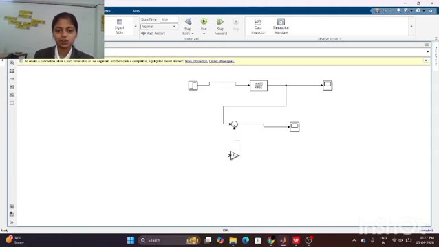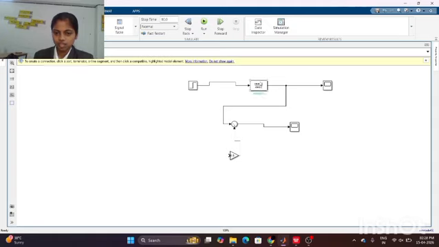I will explain the whole simulation diagram of the comparative analysis between transient response and steady state response. This is the first block. It is a step input block, and this block provides a step signal as an input to the system. A step input is commonly used because it clearly shows both transient and steady state behavior.